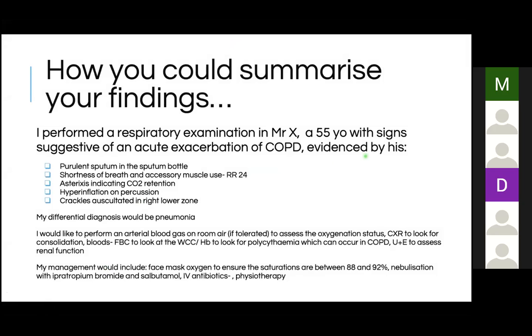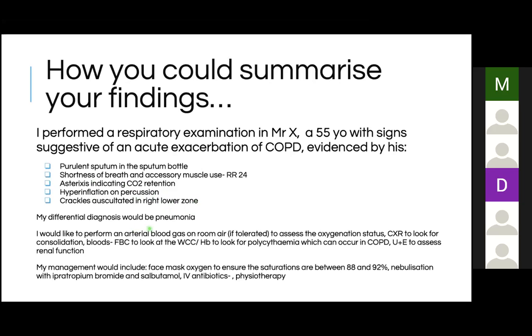So for example, if you had a patient with acute exacerbation of COPD, you'd say, I performed a respiratory examination on Mr. X, a 55-year-old with signs suggestive of acute exacerbation of COPD, which is evidenced by purulent sputum at the bedside in the sputum bottle, shortness of breath and accessory muscle use with a respiratory rate of 24, asterixis indicating CO2 retention, hyperinflation on percussion. So how you would tell that is if you're percussing where the liver should be, or you're percussing lower down, that would indicate hyperinflation, and also if the liver is being pushed further down. And then with crackles on auscultation in the right lower zone.